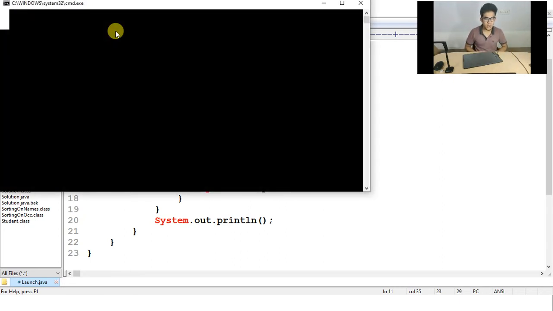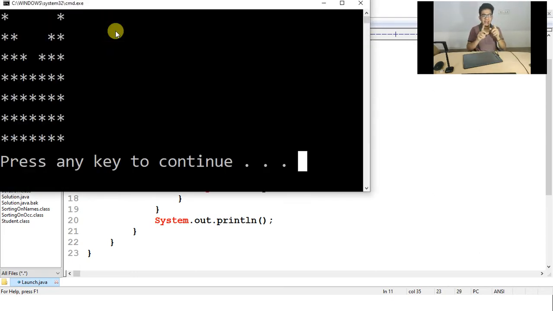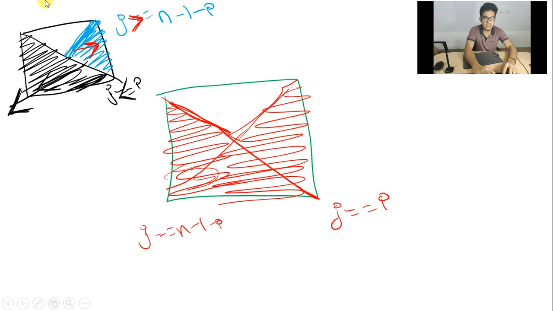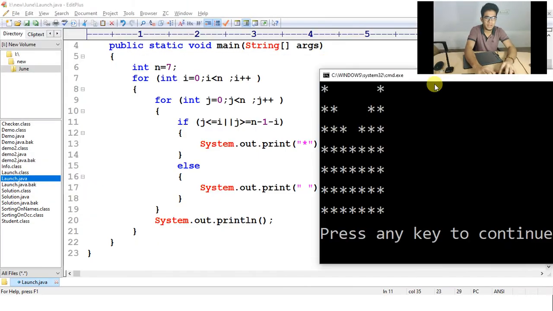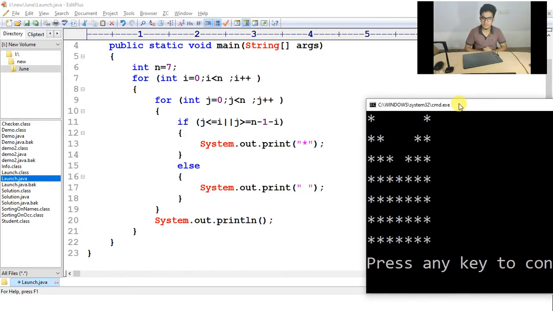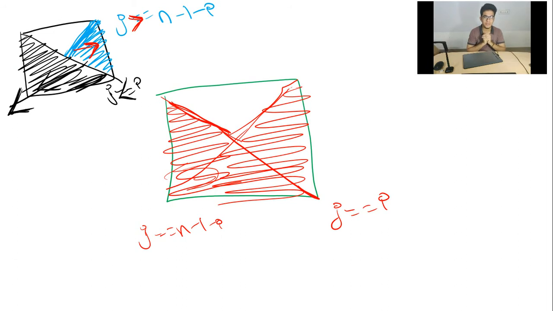I hope you have understood here. If I compile and execute, see, I'll get the shape like this. So you can take this screenshot. I hope you have taken the screenshot. You can now take this screenshot also.